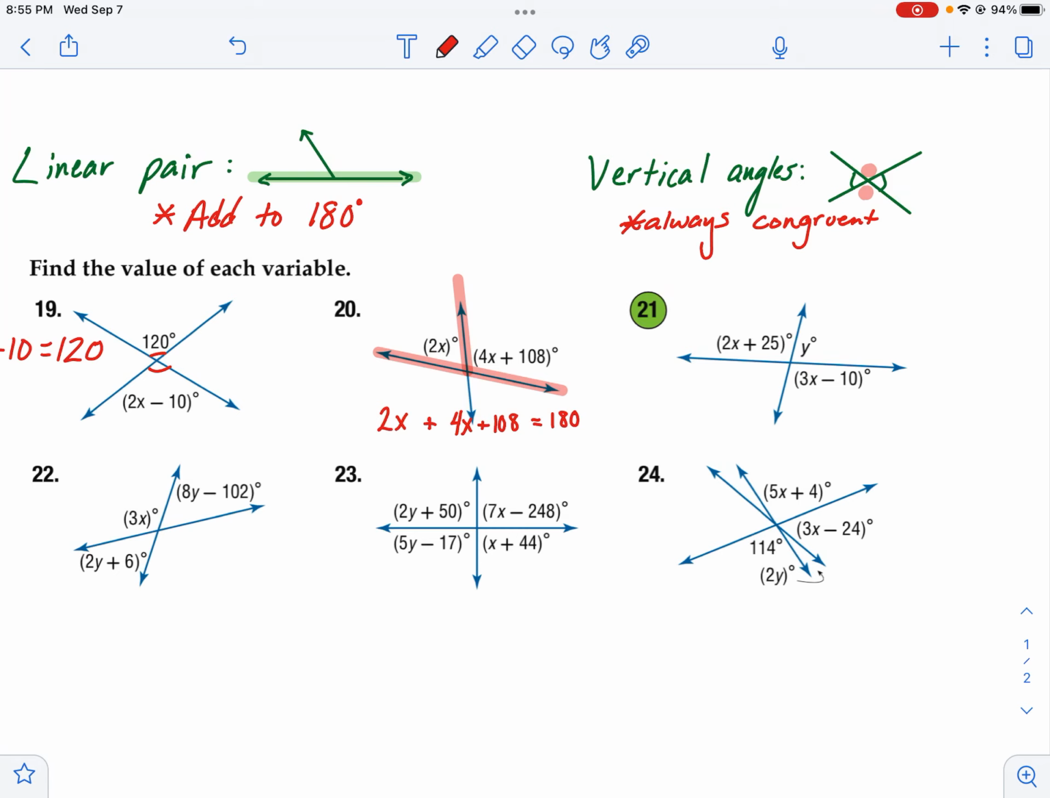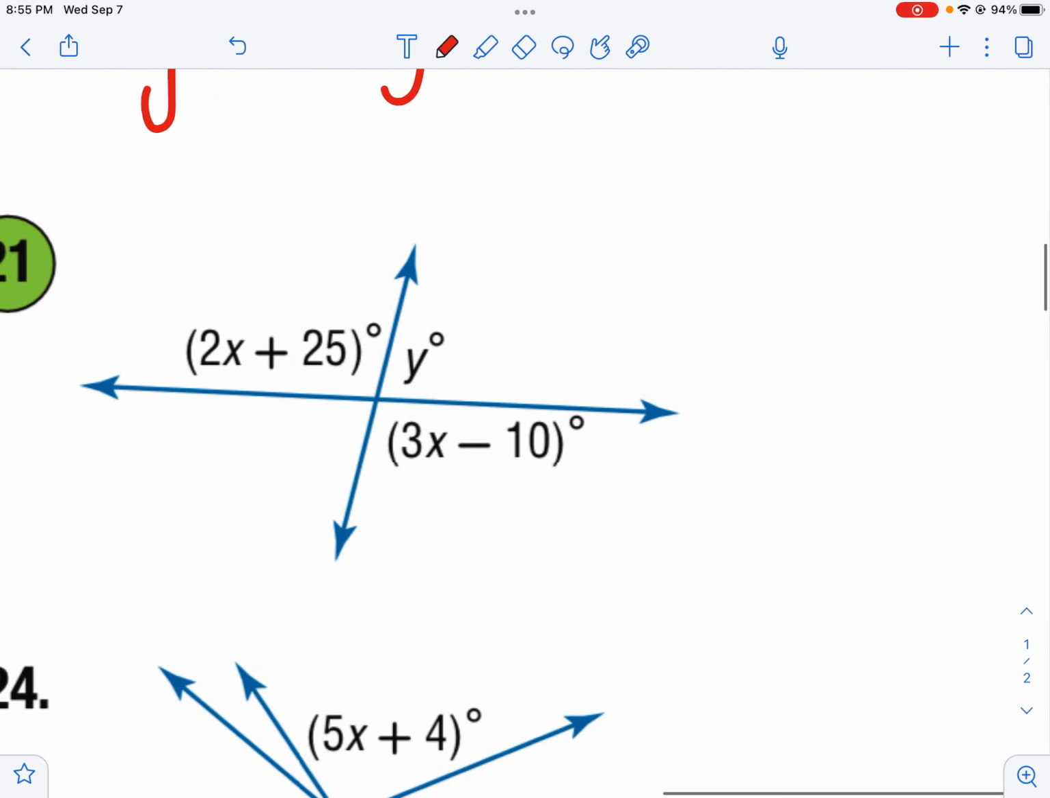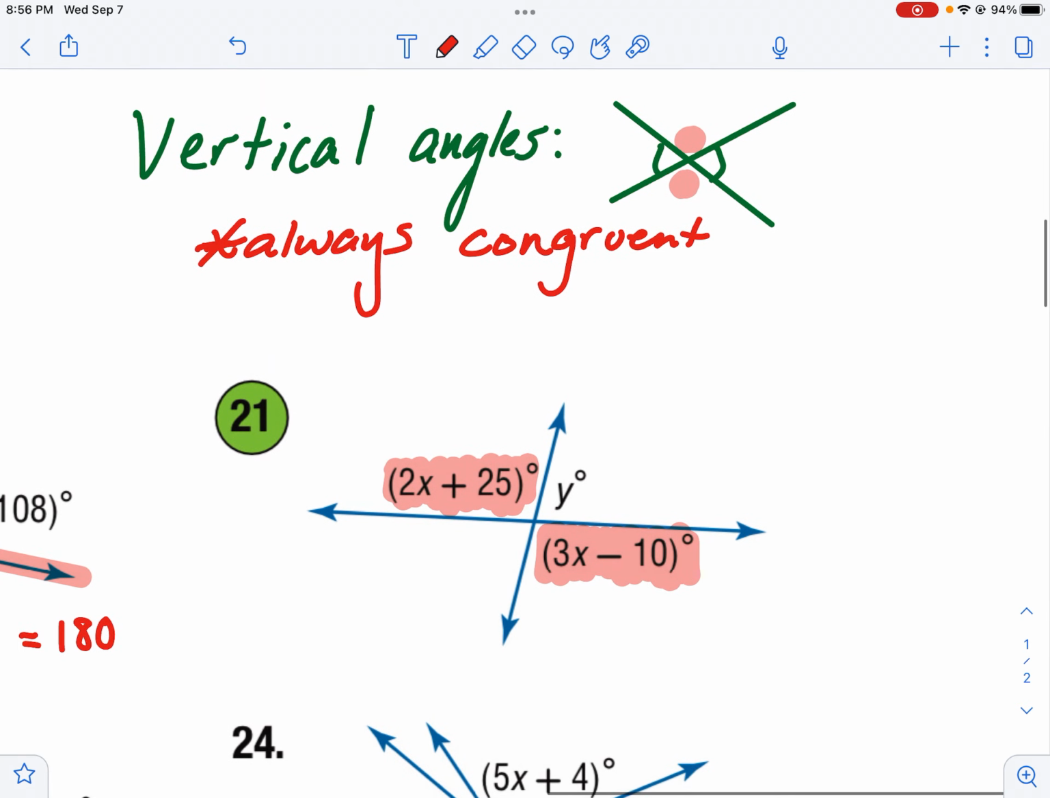Now 21 is where it gets a little bit more challenging. That's where I throw two variables in there. So let's just try to solve for one first. What like terms do I see? Well, I see a 2x plus 25, and I see a 3x minus 10. Again, the most important thing we can do is classify our angle pairs. It looks like they're across from each other. It looks like these are vertical angles. What do I know about vertical angles? They should always be congruent or equal.